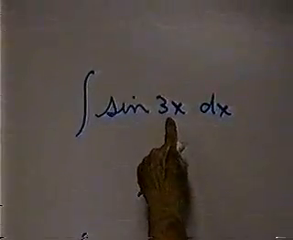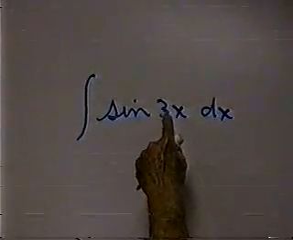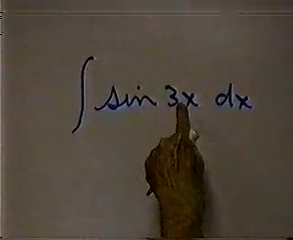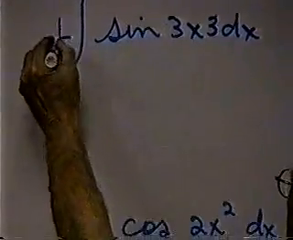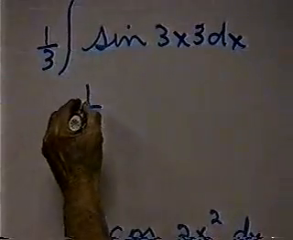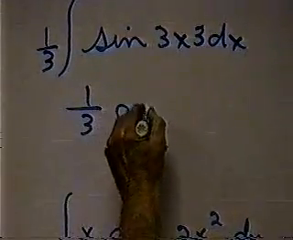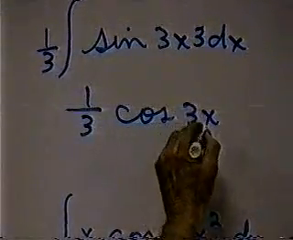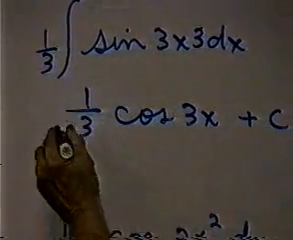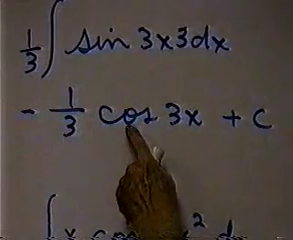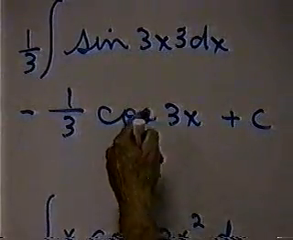Okay, the antiderivative of the sine of 3x is, we must have the derivative of the angle in here. So we must put a 3 and put a 1/3 out in front. So the answer is 1/3 cosine of 3x plus c. Wait a minute, that's a negative because the derivative of cosine is a minus sine.